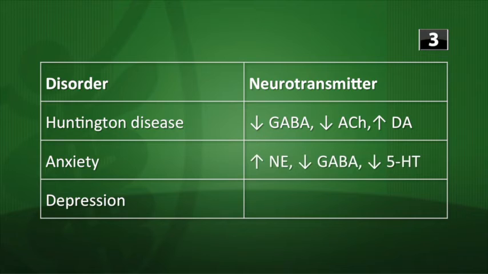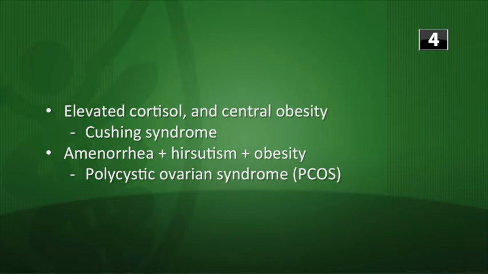Anxiety, you have increased norepinephrine, decreased GABA, and decreased serotonin. And depression, you have decreased norepinephrine, decreased serotonin again, and decreased dopamine. So here you can see that with both depression and anxiety, you're going to have decreased serotonin, which is why SSRIs are most commonly used to treat either disorder. Next, name the syndromes below that are common causes of anovulation. So with elevated cortisol and central obesity, that's Cushing's syndrome. And then amenorrhea plus hirsutism plus obesity, think about polycystic ovarian syndrome or PCOS.